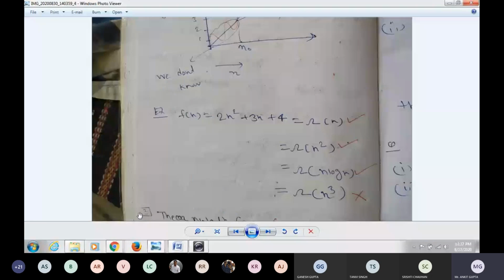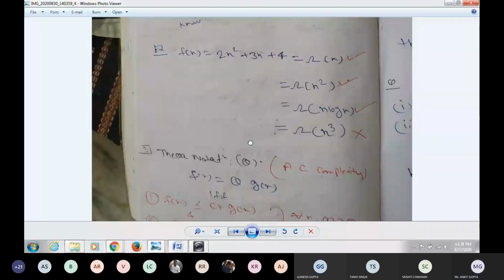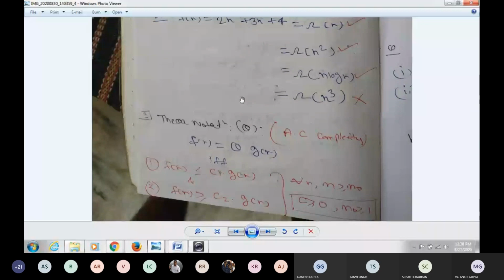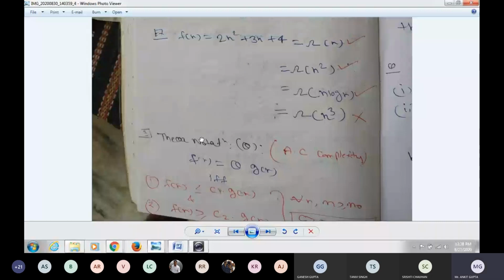So now theta notation. Can you see that? Theta notation. Okay, so theta notation will give you the average case complexity in all cases.